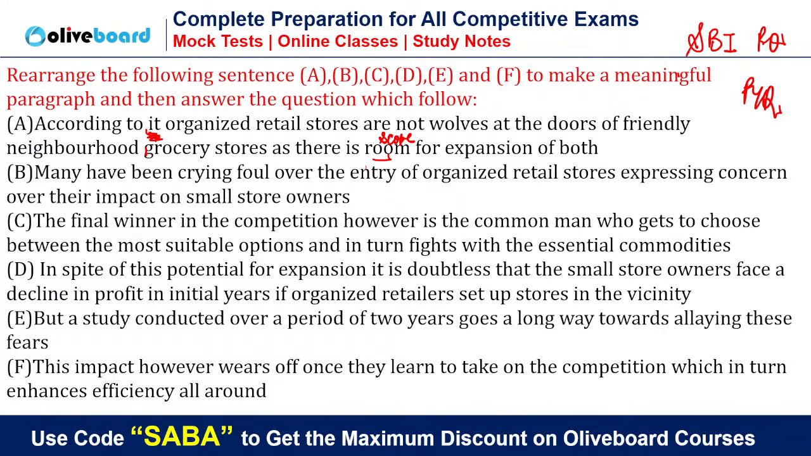Many have been crying foul over the entry of organized retail stores, expressing concern over their impact on small store owners. Can we start with B? B looks good. In fact, I have seen some people starting with C. It is given the final winner in the competition. What is the competition? About what the competition is, who is participating, who is not participating. Will you declare the final winner in the first sentence itself? I saw somebody started with C also. Can C be the first sentence? Tell me.